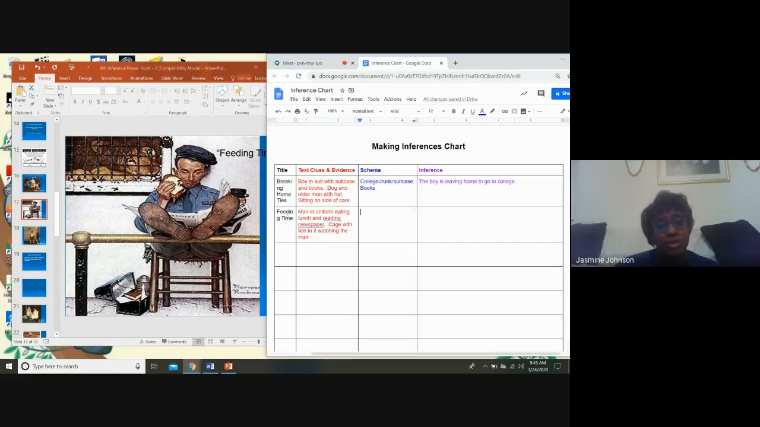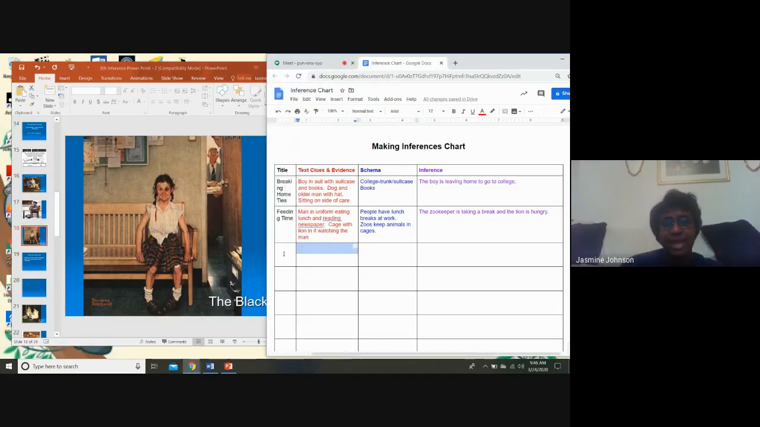What is my schema? What is my background knowledge that I know? I know that people have lunch breaks at work. I know zoos keep animals in cages. So what can I infer? What is my inference? My inference is that the zookeeper is eating his lunch or is taking a break, and the lion is hungry as well. Okay? And I can base that on what I know and what I see. One more.